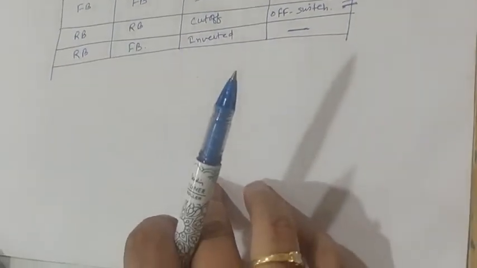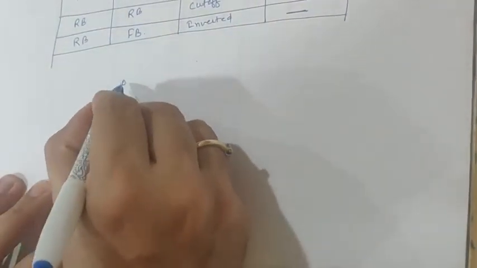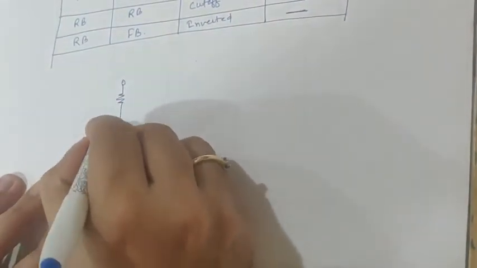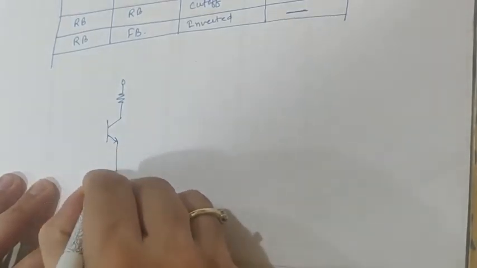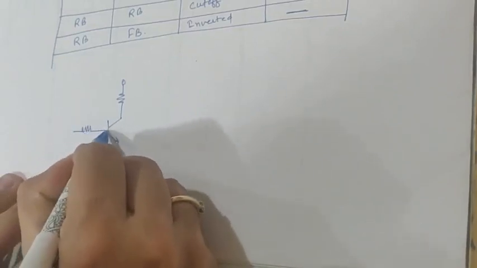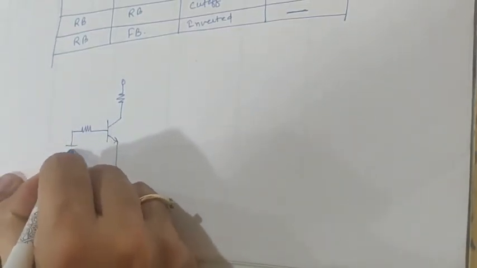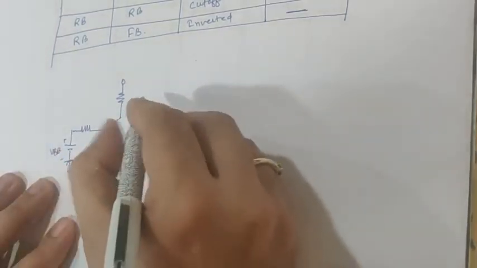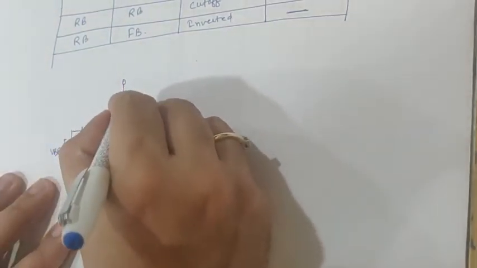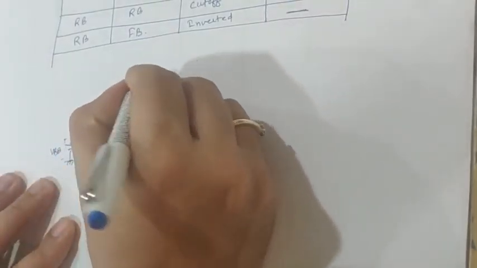For that purpose I am drawing a simple transistorized diagram that you can understand. This is common emitter, this is your base side connected to the base battery VBB, plus minus. This is your transistor, this is collector resistance RC, this is base resistance RB, and this is your power supply plus VCC.